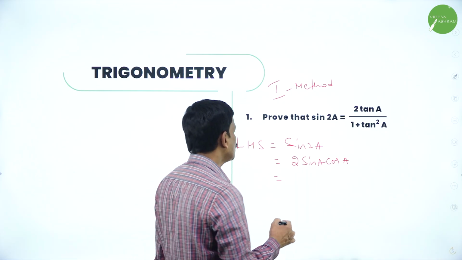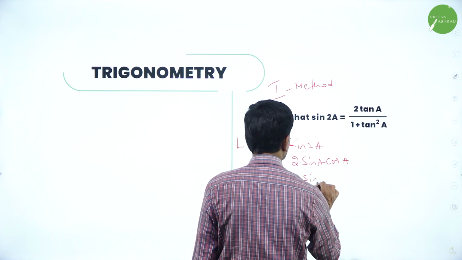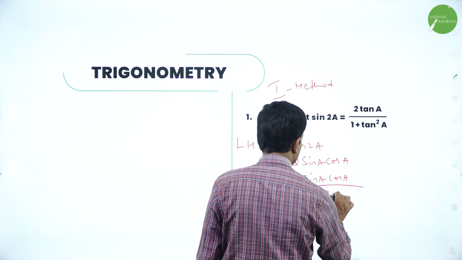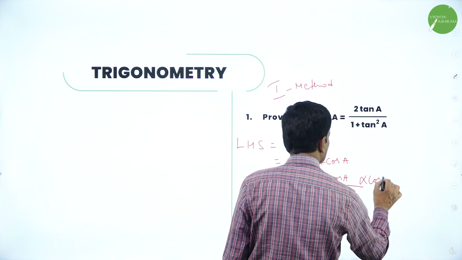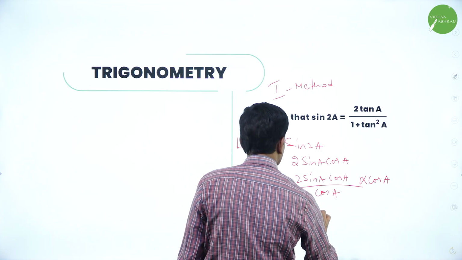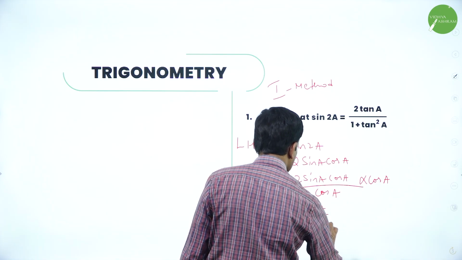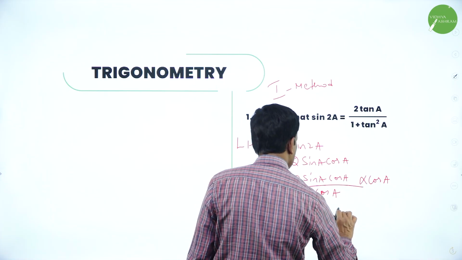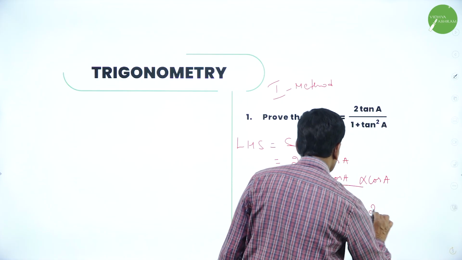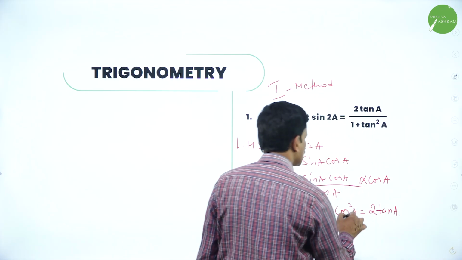Now just multiply and divide by cos a. So if you multiply and divide by cos a, 2 sin a into cos a divided by cos a and multiply by cos a. What happens? This is equal to 2 times sin by cos. Let us take 1 sin a divided by cos a into cos a is cos square a. Now this is 2 times sin a by cos a, which is equal to tan a.